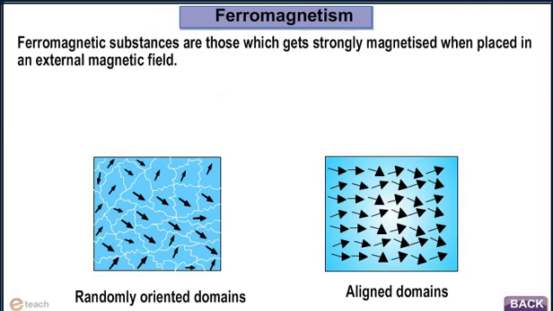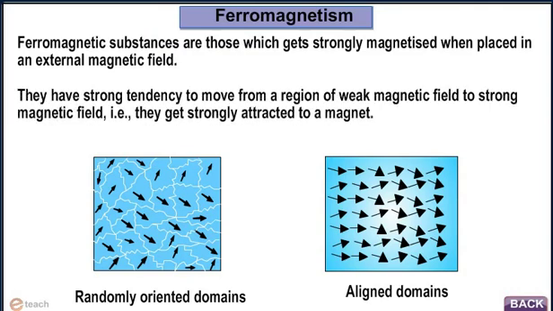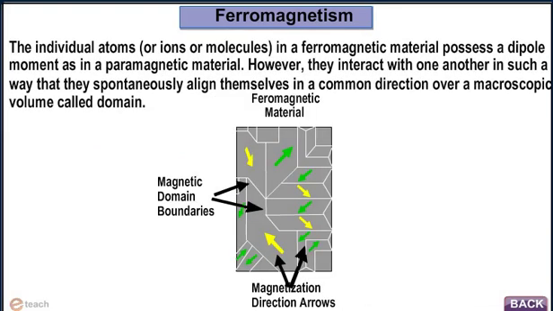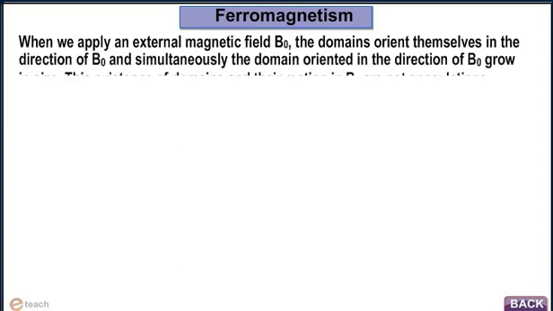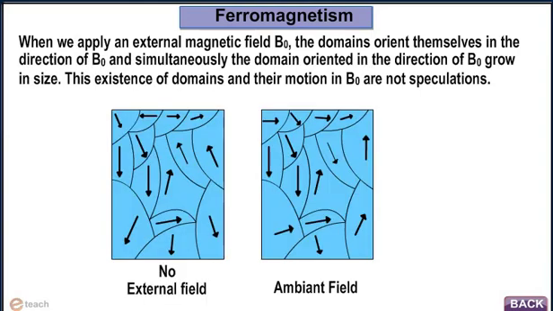Ferromagnetism. Ferromagnetic substances are those which get strongly magnetized when placed in an external magnetic field. They have strong tendency to move from a region of weak magnetic field to strong magnetic field. That is, they get strongly attracted to a magnet. The individual atoms or ions or molecules in a ferromagnetic material possess a dipole moment as in a paramagnetic material. However, they interact with one another in such a way that they spontaneously align themselves in a common direction over a macroscopic volume called domain.